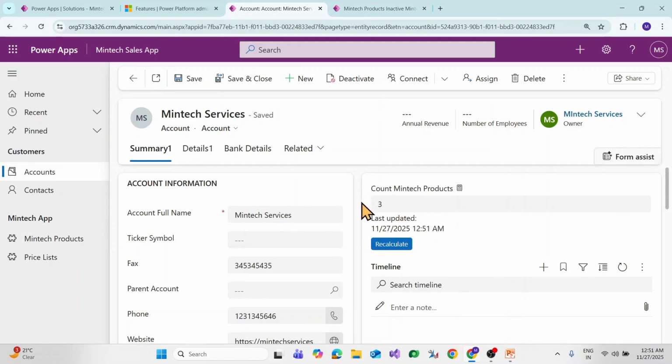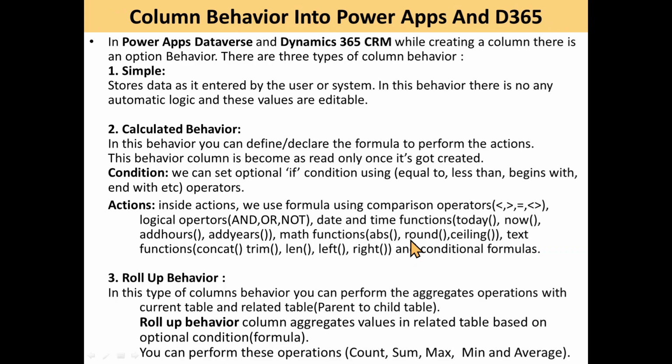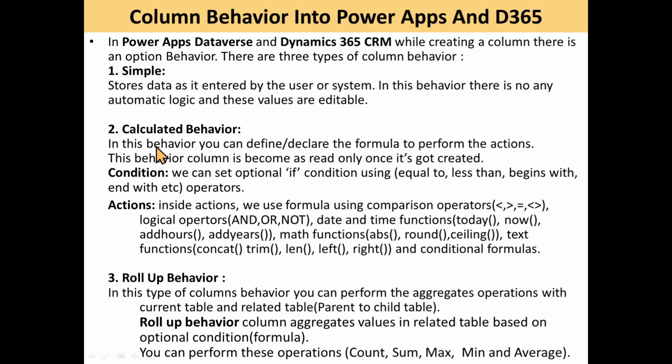So with a roll up column, you perform an operation between two tables, and there are only some limited operations: count, sum, max, min, and average. Hopefully you will understand what calculated columns and roll up columns are.